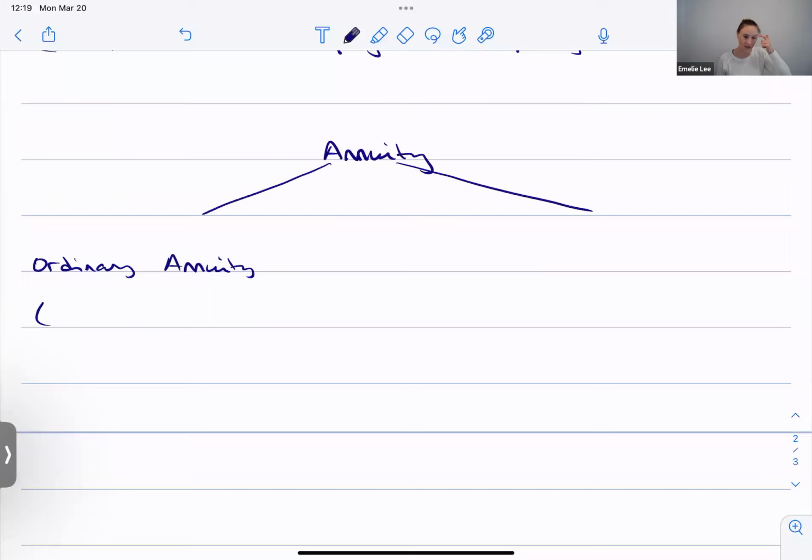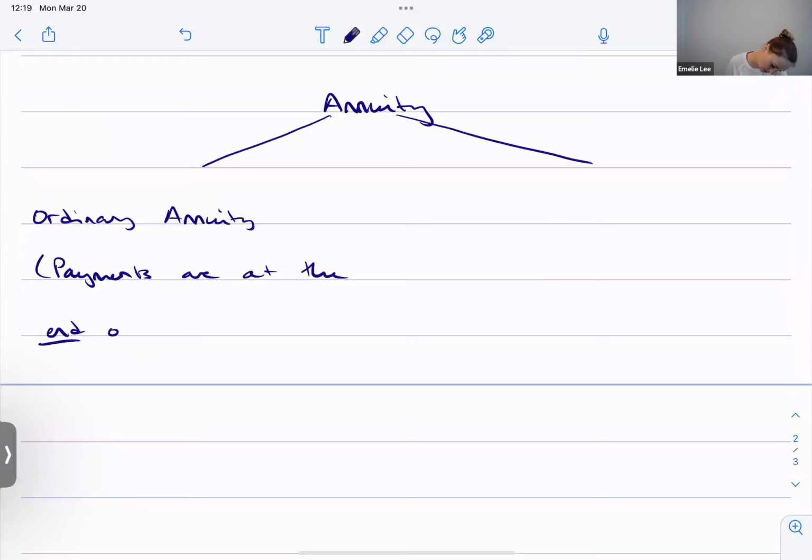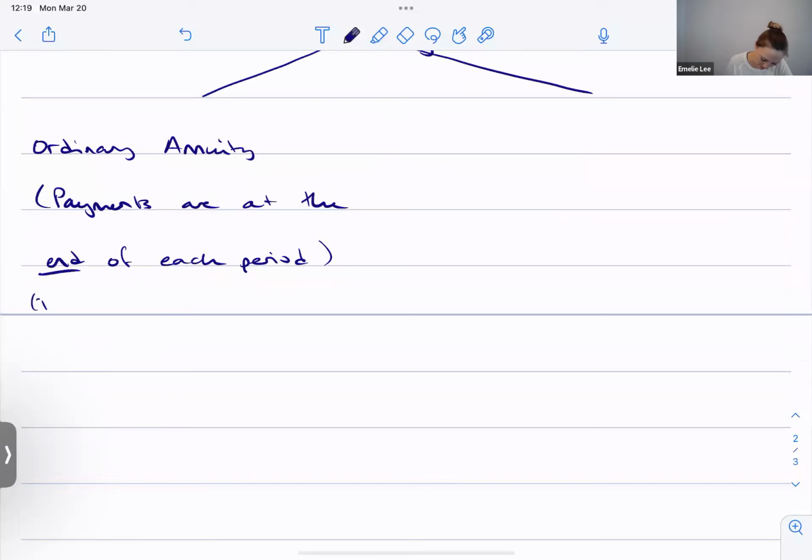That's when payments are at the end of each period. Payments are at the end of each period. If it's not clear, this is also the default. Okay. So if unclear, this is the default.